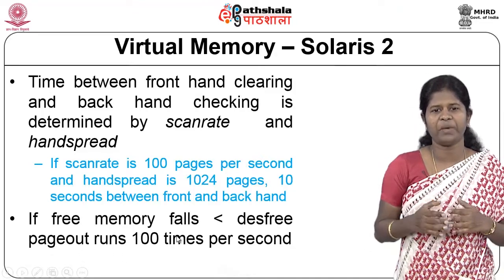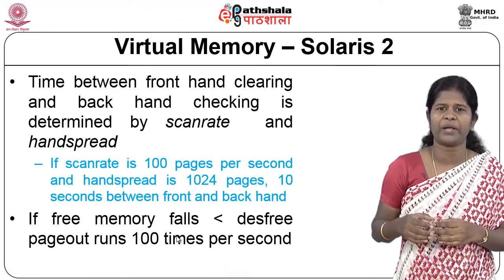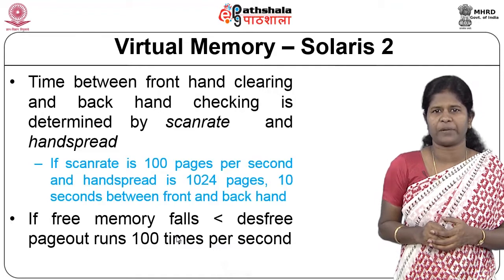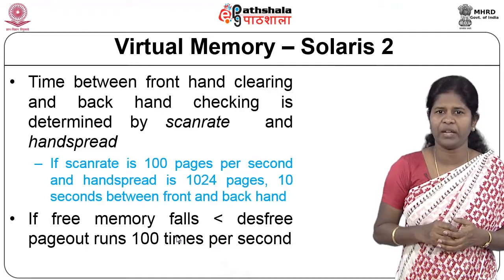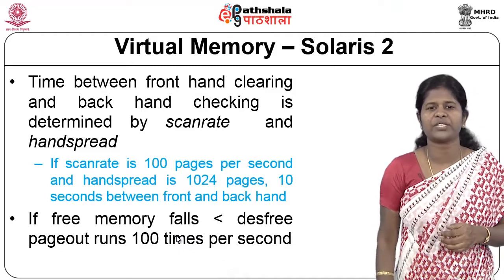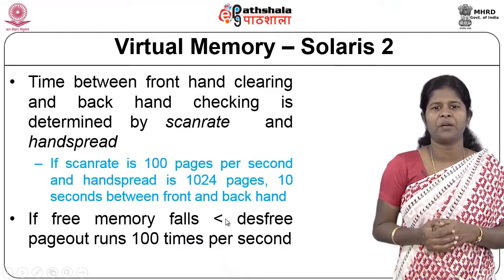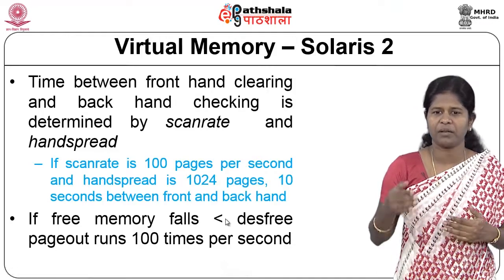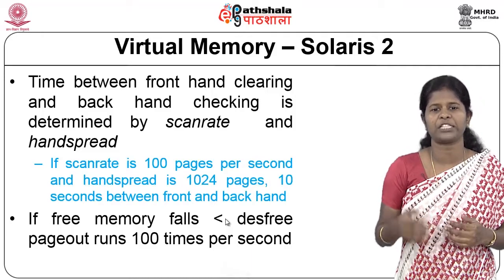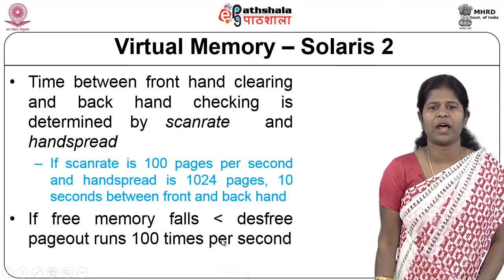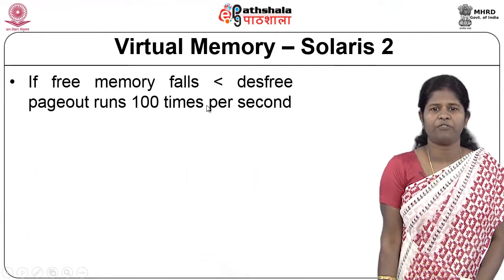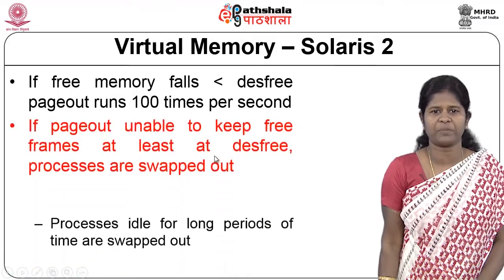Now, if the free memory falls below another parameter called desfree, which is a value even less than lotsfree, things change. When it was less than lotsfree, pageout ran at a rate less than 100 times per second. But now, when the free memory falls below desfree, which is much less than lotsfree, pageout happens at a much faster rate. It happens at 100 times per second.